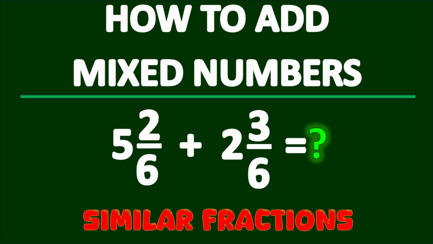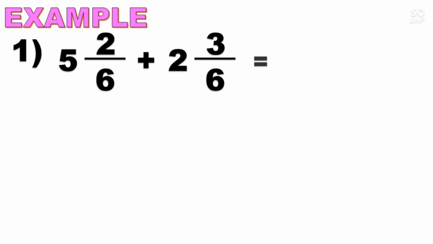Everyone! Sa video na 'to, pag-aaralan natin kung paano mag-add ng mixed number with similar fraction. 5 and 2 over 6 plus 2 and 3 over 6. Okay, kung mapapansin ninyo, yung dalawang proper fraction natin na 2 over 6 at 3 over 6 ay pareho ang denominator. So, meaning, similar fractions.